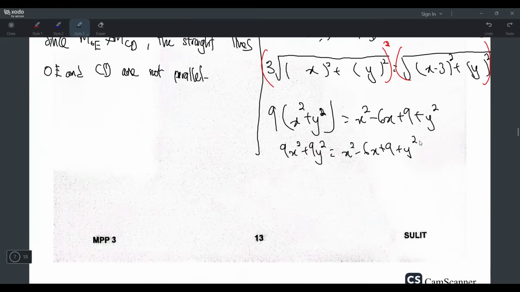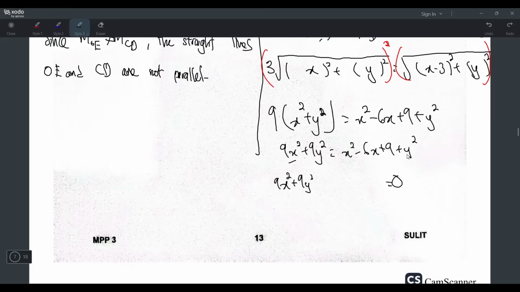And now the last thing to do is move everything to one side equals 0. Whenever you write locus, you should always have your final answer like this. Write everything on one side equals 0. It means you write in general form. Okay, but make sure you write in the correct order. So the first thing you have to write is the x squared, followed by the y squared.